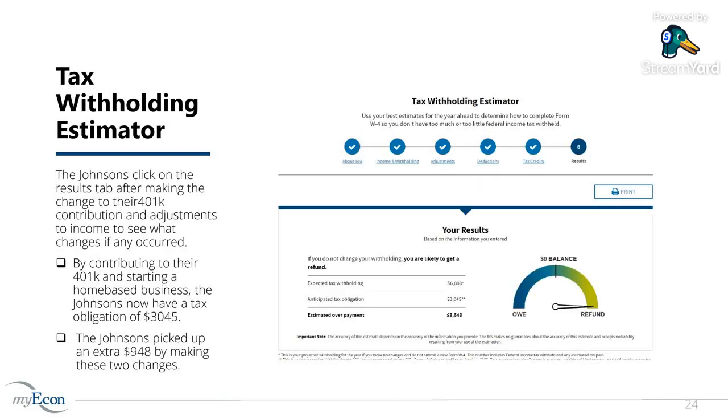Now, the Johnsons click on the results tab again after making their change to their 401k contribution and adjustments to income. Let's see what changes have now occurred, right? So by contributing to the 401k and starting a home-based business, the Johnsons now have a tax obligation of $3,045. The Johnsons picked up an extra $948 by making these 2 changes. Easy.